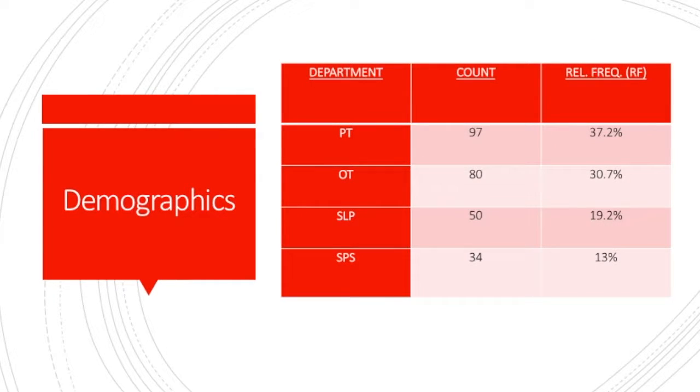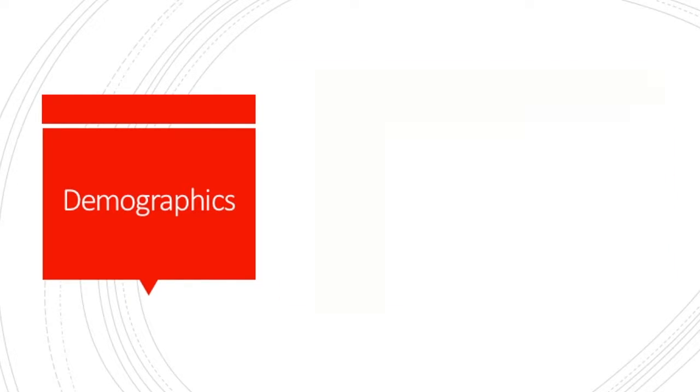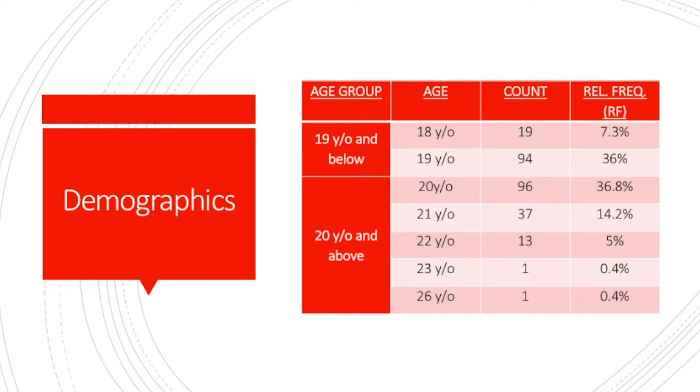programs. According to obtained values, the majority of the participants are from the physical therapy department with 97 students, whereas the least are from the sports science course with 34 students. Speech-language pathology students have 50 participants and occupational therapy with 80 participants. The age groups are sectioned between 19 years old and below and 20 years old and above.